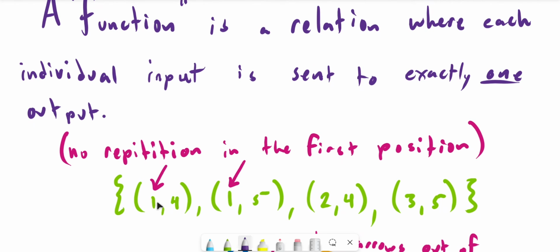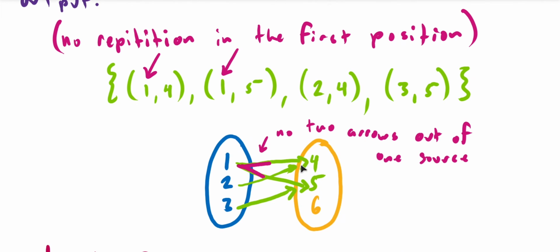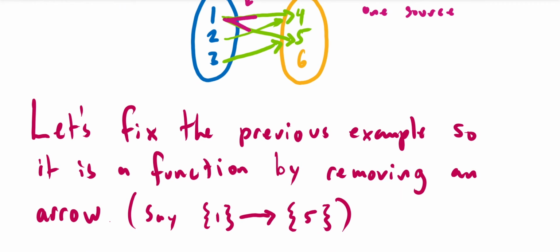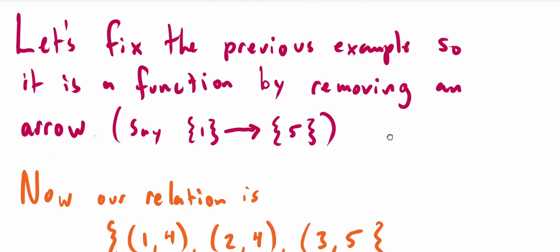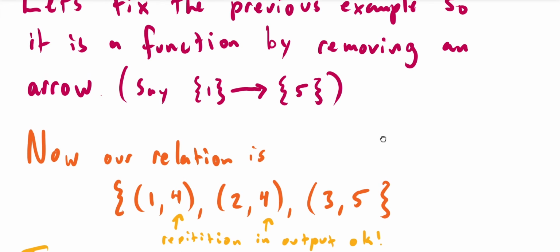So here, the problem was that there was repetition in the first position, the input position. We could also see that in the mapping diagram because there are 2 arrows coming out of a single source. So let's fix this previous example. Let's change the relation by omitting one of those arrows. Let's say the arrow from 1 to 5 to make this into a function. So now our relation looks like this.